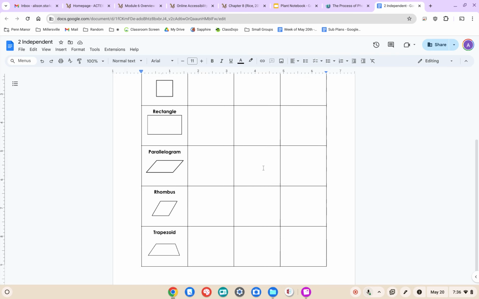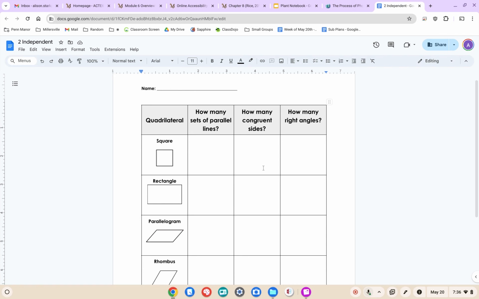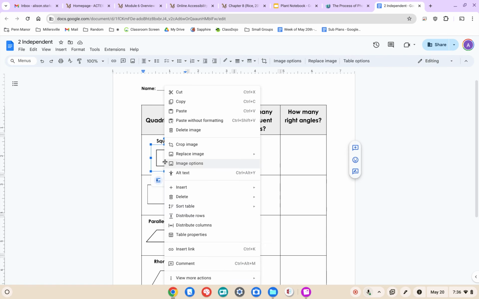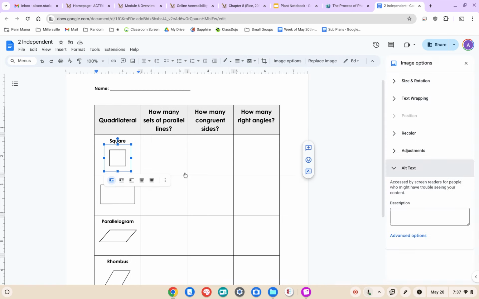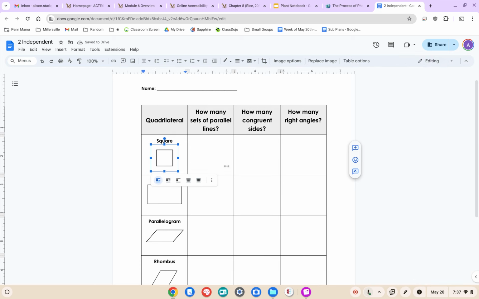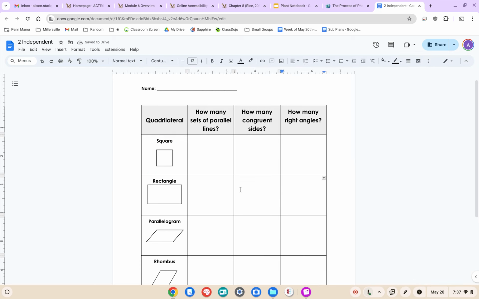If this was given to students online, I would need to add alt text to images. So you would just go here and add alt text. As you can see, I don't have any alt text for these, so I could just go in and type in even what the image is to make it more accessible for students.